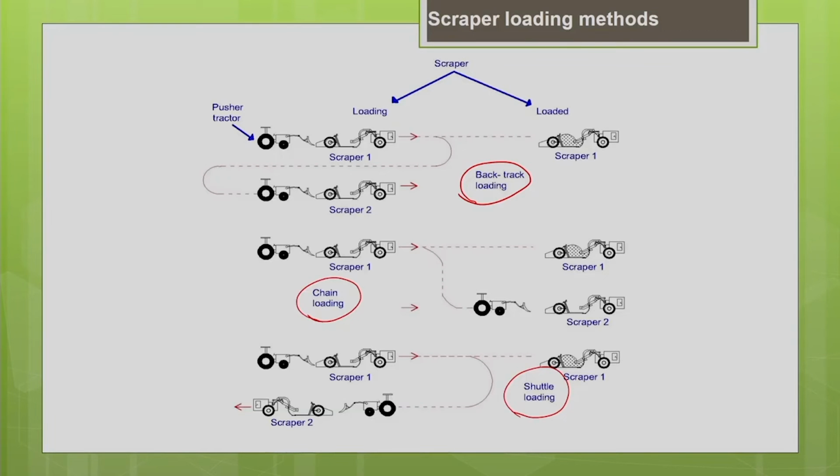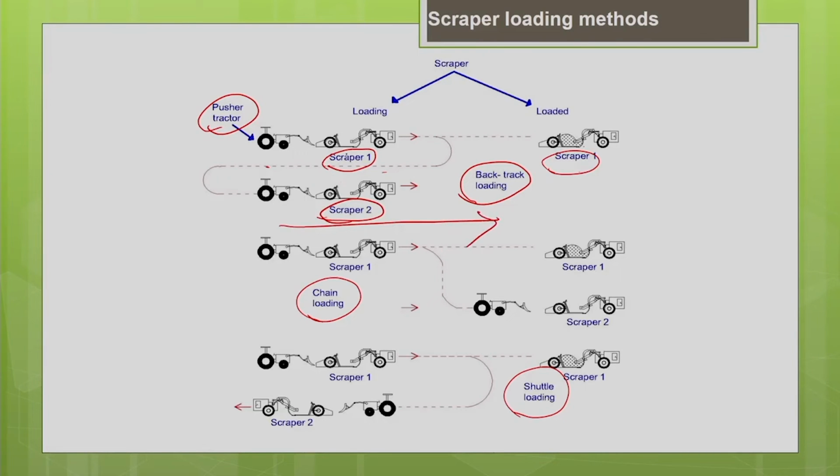So first is the pusher helping the scraper 1. The pusher tractor is helping the scraper 1 for the loading phase. Okay. So once the scraper 1 is completely loaded, your pusher will get detached from this scraper and it will backtrack. So once the loading of scraper 1 is completed, the pusher will backtrack, return back and spot the next scraper, scraper 2, and start pushing it in the same direction. So that is what a backtrack loading is.